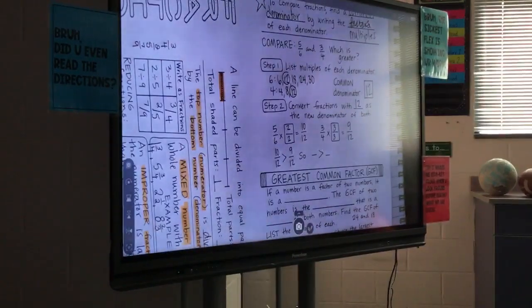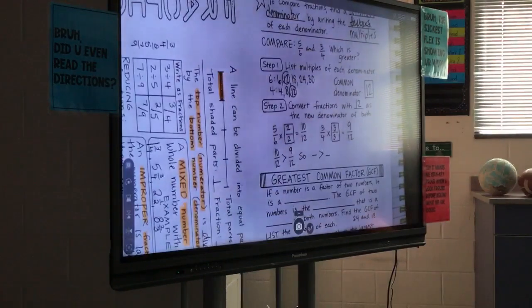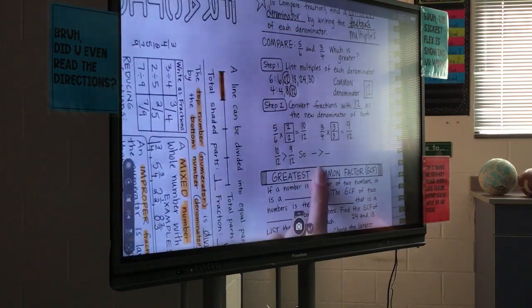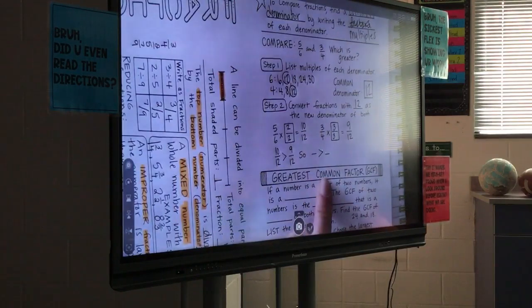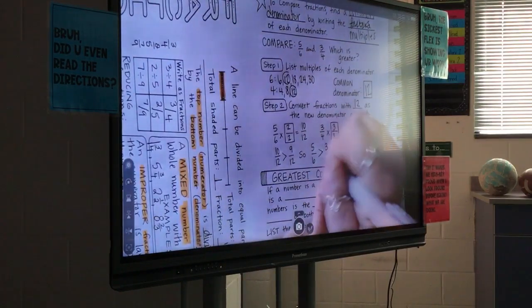So if 10/12 is greater than 9/12, what are we putting over here? What are we saying over here? Gracie?